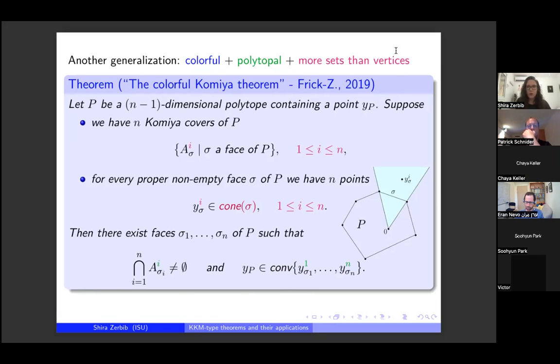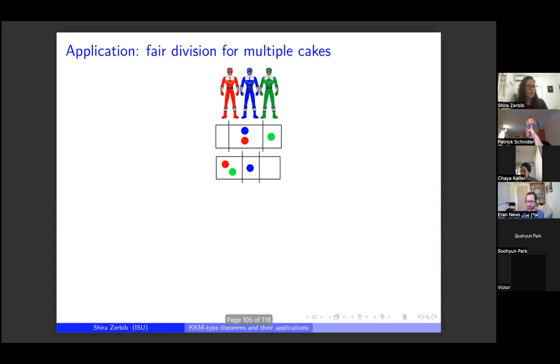All right, so this is maybe a lot to digest, but we can use this theorem to actually prove a fair division theorem with multiple cakes. So let us introduce that. Again, we have n players, but now we have k cakes. In this picture, 2 cakes. And suppose this is, I don't know, a lemon pie, and this is a chocolate cake.